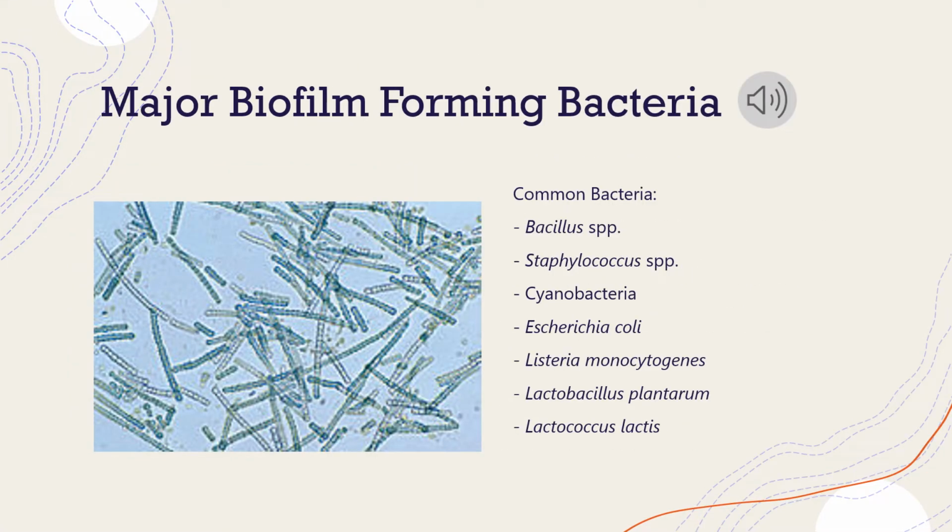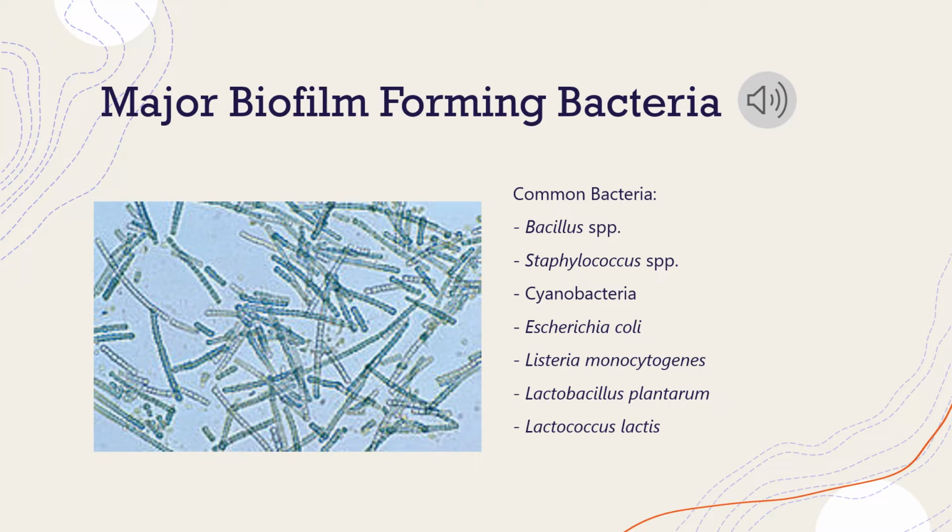There are many different bacteria which are able to form biofilms with no set characteristic or shape between them. There are the gram-positive rod-shaped bacteria, which make up the genus Bacillus, the gram-positive coccus-shaped bacteria, which make up the genus Staphylococcus, the photosynthetic cyanobacteria, which can be seen on the image on the left, which make up blue-green algae, which is often seen in ponds.